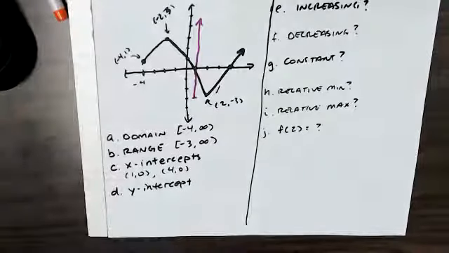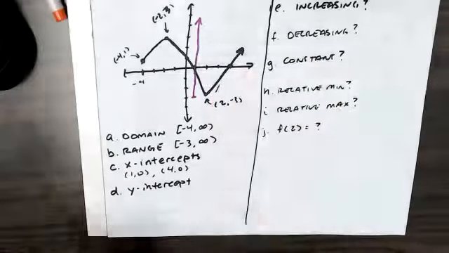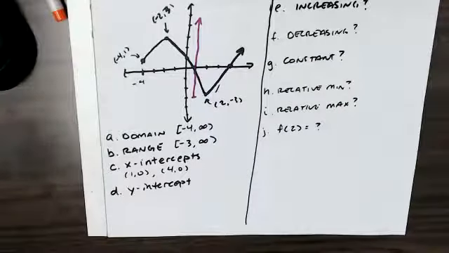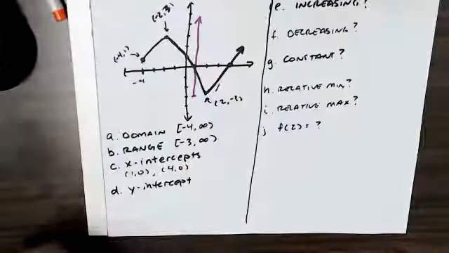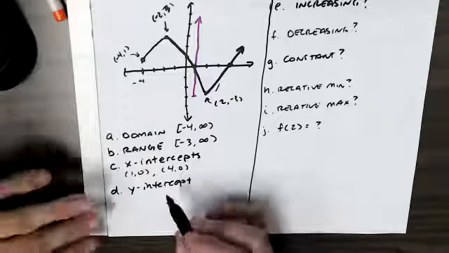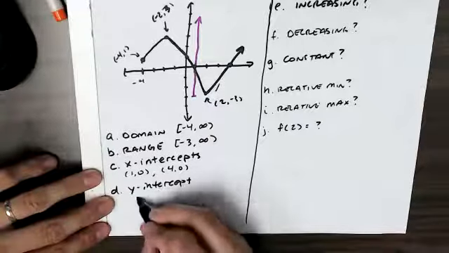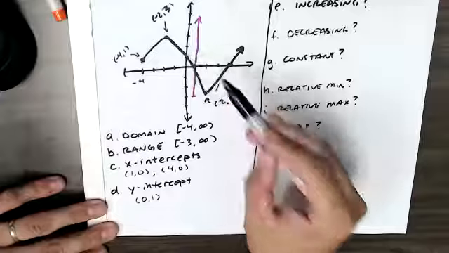Okay, (1, 0) and (4, 0), because that's where we cross the x-axis. The y-intercept, we only have one of those. We can't have two y-intercepts and have it be a function, right? Imagine this line had another y-intercept. It would fail the vertical line test, right? So you can only have one y-intercept. You might have none, but you can only have one. That would be (0, 1), right, for the y-intercept right there.